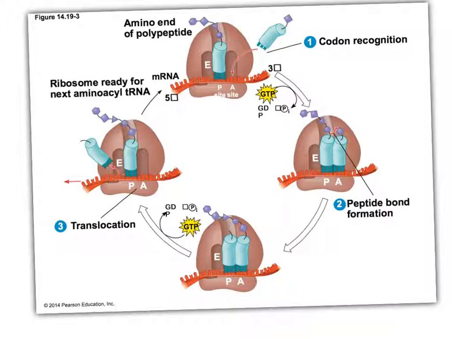You will also note that this is an energy driven process. Hydrolyzation of GTP. GTP is just like ATP. It's not necessarily used for all cellular processes, but it is used for some. GTP is utilized. It's converted, hydrolyzed. So this is an energy utilizing process.